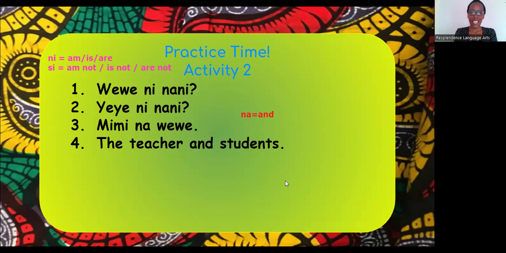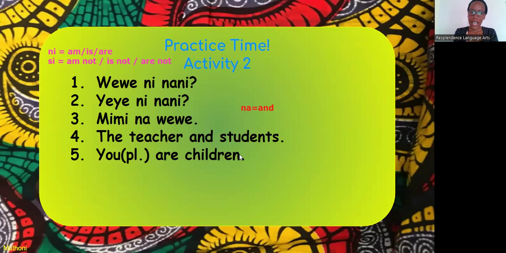Awesome, awesome. Let us proceed to the 5th one. And that would be, you are children. Remember this, you is plural. You are children. Translate this into Kiswahili. Yes, you got that. So, nyinyi ni watoto. Remember, mtoto, a child. Watoto, children. So, nyinyi ni watoto.